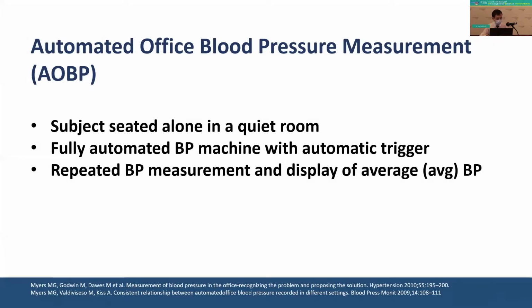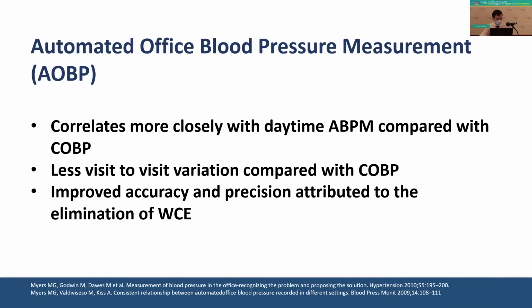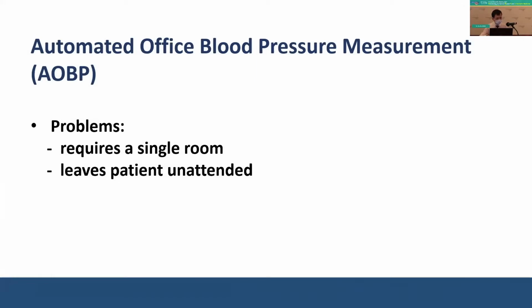Automated office blood pressure measurement, or AOBP, has been more extensively studied and used in the past 10 years. The subject is seated alone in a single room. A fully automated blood pressure machine is used with automatic trigger. 3 to 6 blood pressure measurements were taken at intervals of 1 to 2 minutes, and the average blood pressure is then displayed. AOBP has been shown to be associated with less white coat effect and is therefore more reliable. The problems with AOBP is that it requires a single room, and it also leaves the patients unattended.